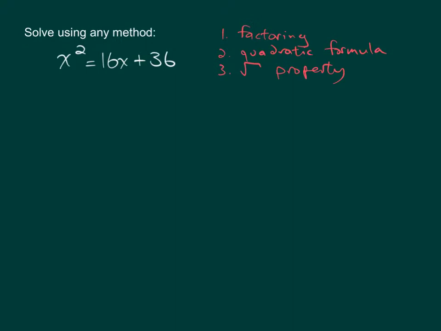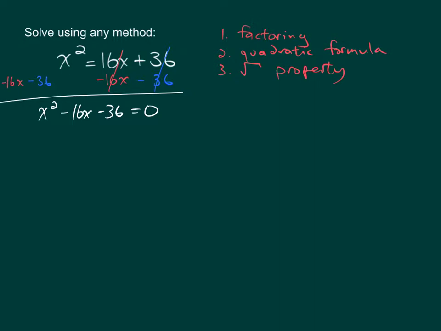So in any method you try to use, you need to make sure that you have an equals 0 in this equation. So I want to subtract 16 x's and I want to subtract 36 from both sides. And when you do that, you'll end up with an equation that looks like this. Cancel those, and you'll end up with x squared minus 16x minus 36 equals 0.